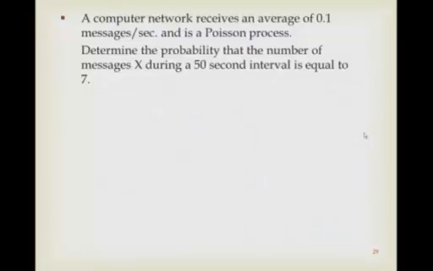Now we'll go ahead and calculate a problem. We can say that a computer network receives an average of 0.1 messages per second, and it's a Poisson process. Determine the probability that the number of messages x during a 50-second interval is equal to 7. So if we do that, use Poisson, and we're looking for the probability of 7 messages.